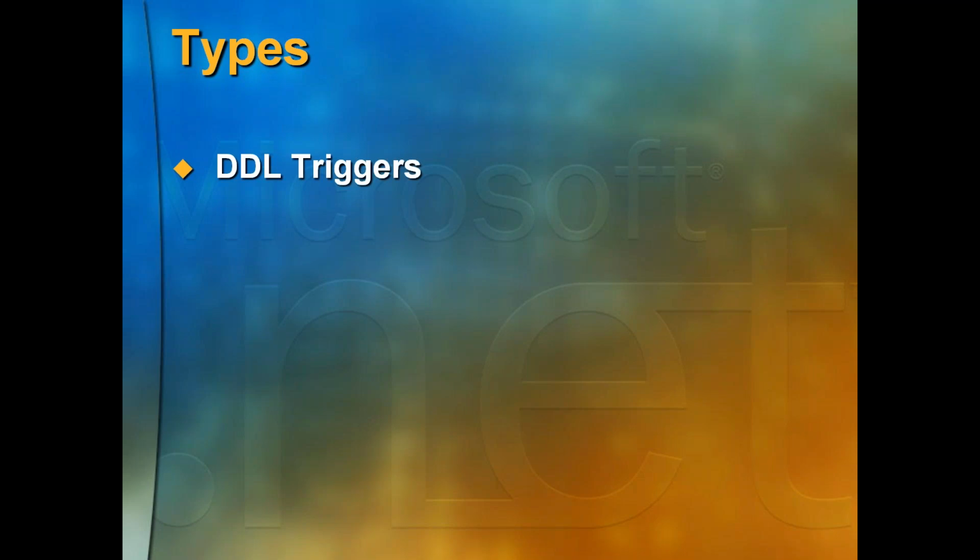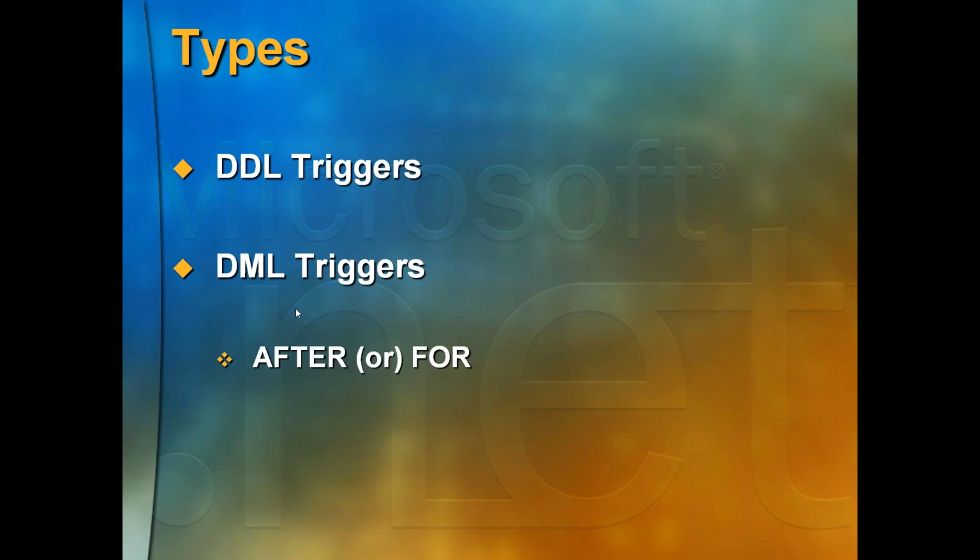So there are two types of triggers available in SQL Server. One is called DDL trigger. The next one is called DML trigger. We never work on the DDL trigger. It is for the tables, for the schema purpose. Okay. We never work on DDL triggers. We work on DML triggers.